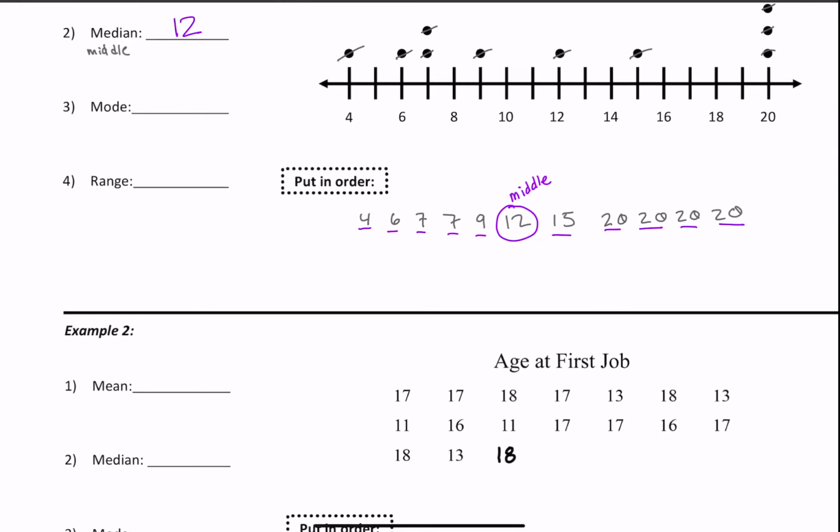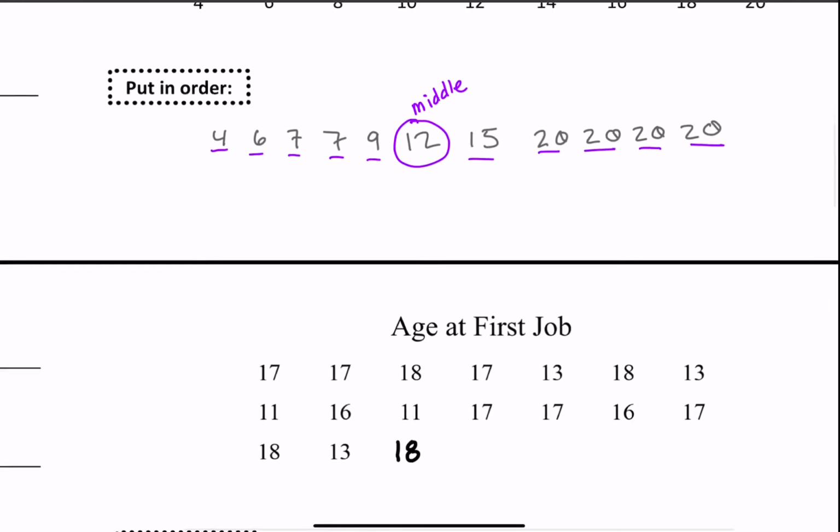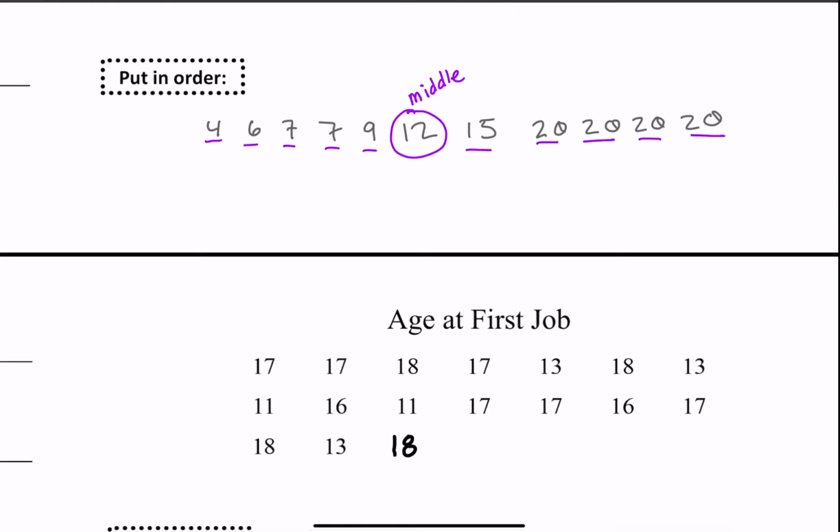Odd numbers have a straight up one number middle. And again, see how I have 5 numbers on the left of that middle, and then I have 5 numbers on the right of that middle? That's how you know it's the middle. It's got the same number on one side as it does on the other, okay?